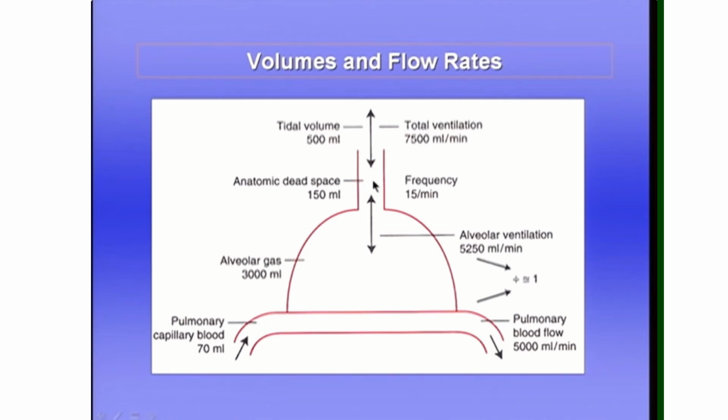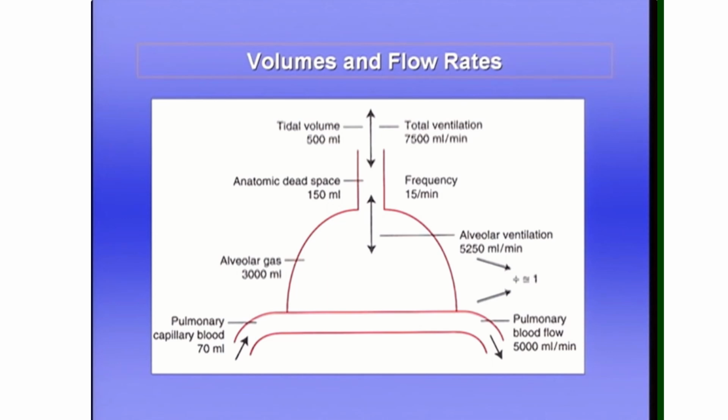So the amount of fresh gas that gets to the gas exchanging regions per minute is going to be the tidal volume less the anatomic dead space, 500 less 150, 350 ml, times the frequency of 15, which gives us an alveolar ventilation in this example of 5250 mL per minute. This is by far the most important number on this scheme here because the alveolar ventilation is critically important. It's the amount of fresh gas getting to the alveoli per minute and a very important variable.